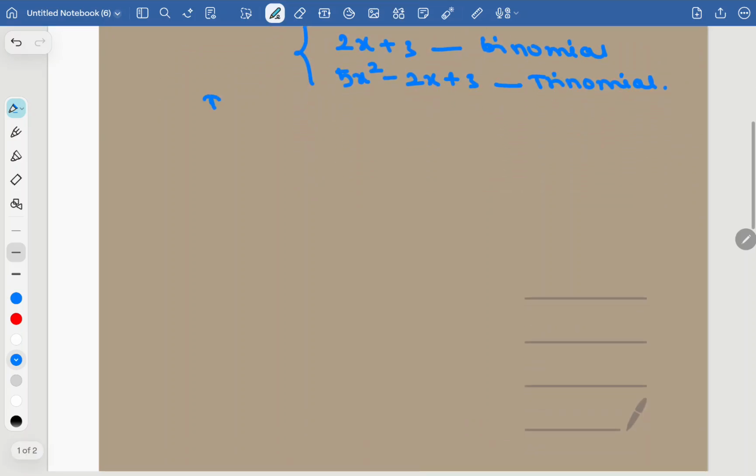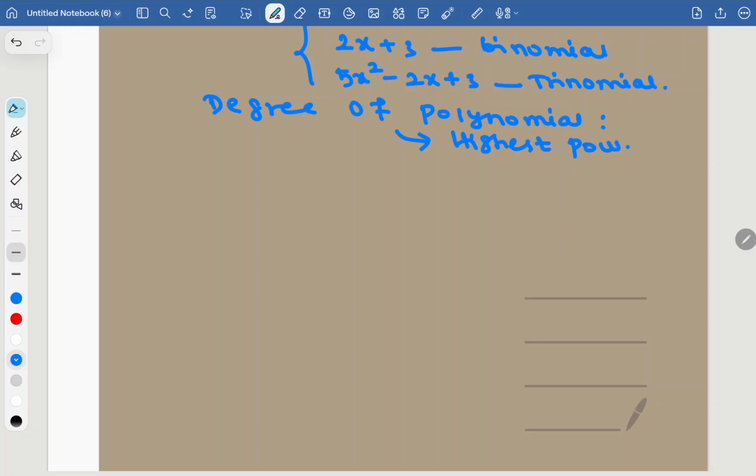Next one, degree of polynomial. What is the degree of a polynomial? The highest power of the variable in the polynomial.